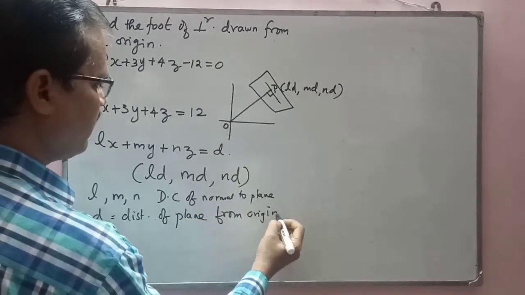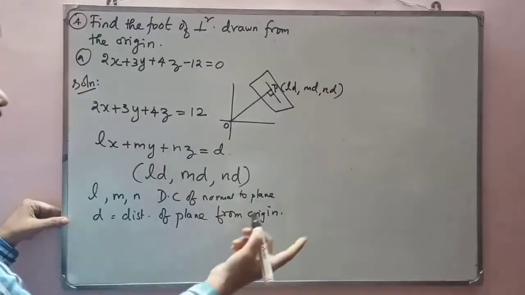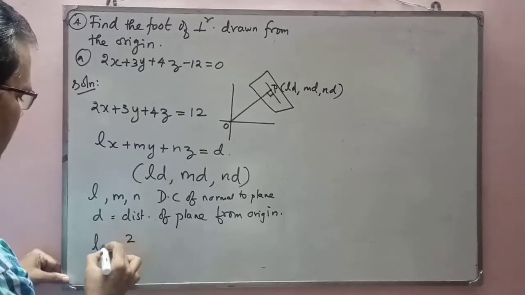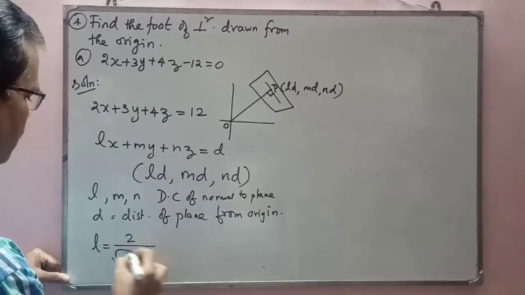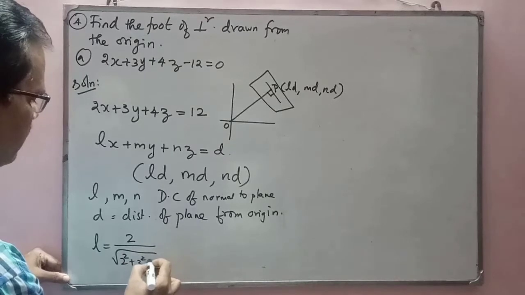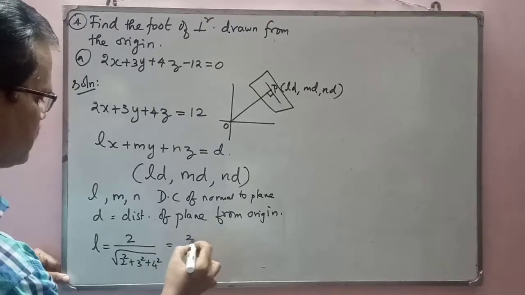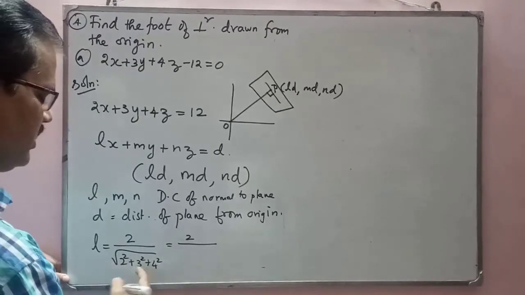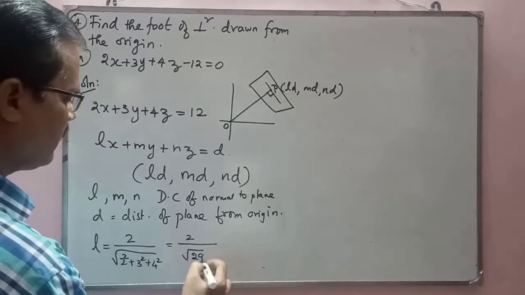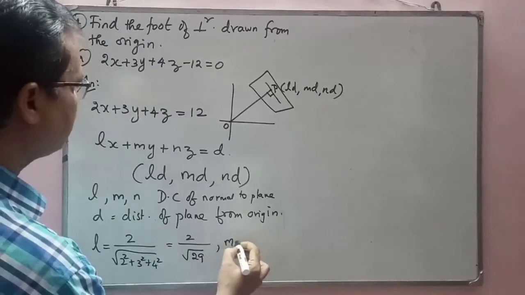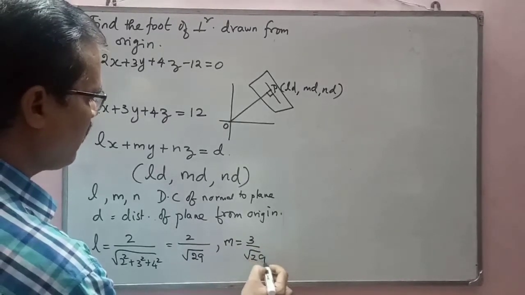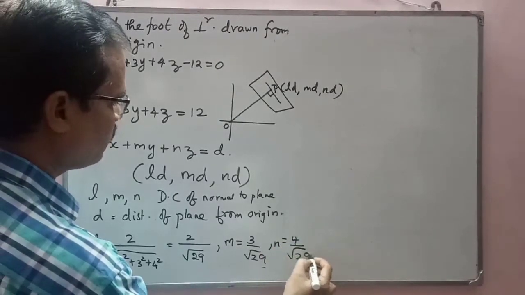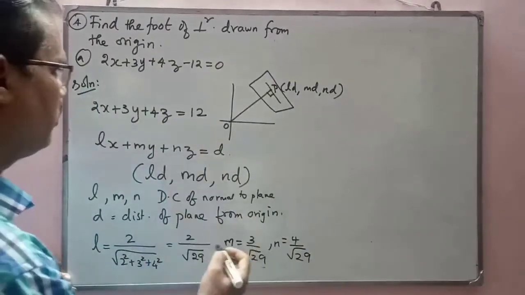This is the easiest way to find it. Now let us convert this into normal form. These are direction ratios. We know to convert, l is equal to 2 by root of 2 squared plus 3 squared plus 4 squared, which is 2 by root of 4 plus 9 plus 16. So 16 plus 4 is 20, 29, root of 29. Therefore, m is equal to 3 by root 29, n is equal to 4 by root 29. So to convert this, we have to divide both sides by root 29.